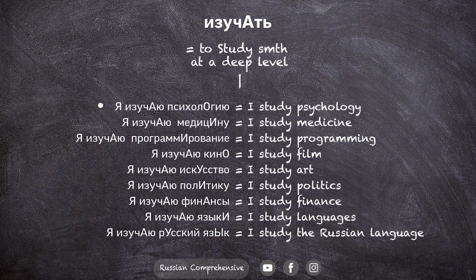For example, you can say «Я изучаю психологию». «Я изучаю медицину. Я изучаю программирование. Я изучаю кино. Я изучаю искусство. Я изучаю политику. Я изучаю финансы.» You could also say я изучаю языки or я изучаю русский язык.